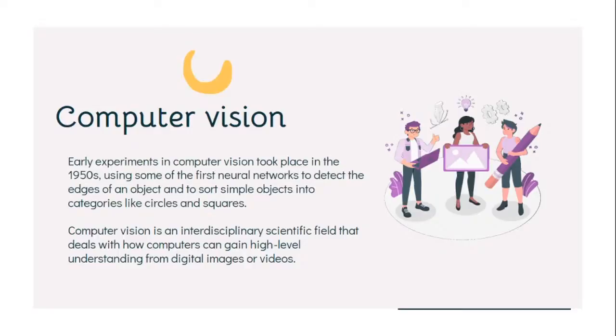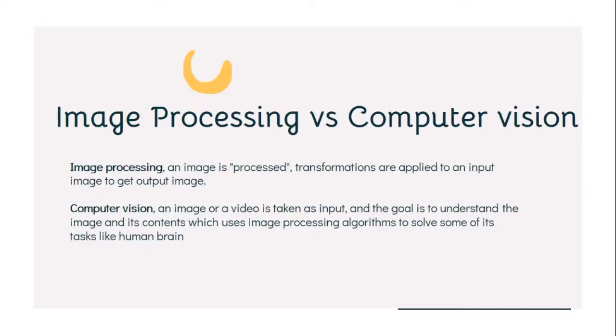I hope a lot of people will ask what the difference is between image processing and computer vision. Image processing is kind of the same thing, but there are a few differences. In image processing, the image is processed, and a transformation or something else is applied to an input image to get an output image. For example, there is a noisy image, and the output which I require is an output image without any noise.